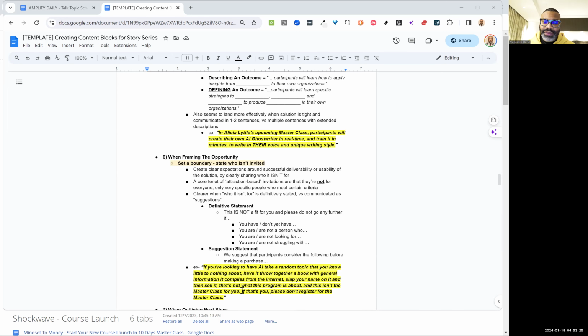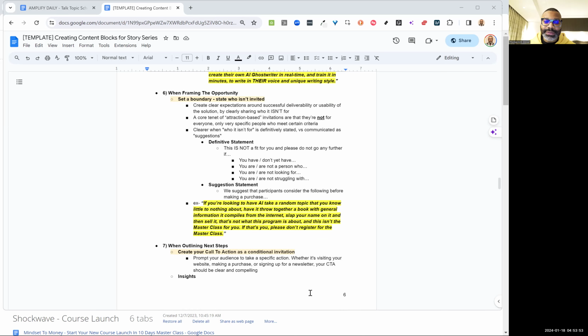Example here. If you're looking to have AI take a random topic that you know little or nothing about, have it throw together a book with general information it compiles from the internet, slap your name on it, and then sell it, it's not what this program is about. And this isn't the masterclass for you. If that's you, please don't register for the masterclass. Very clear, definitive statement about the things that someone is doing that have it be not a fit.